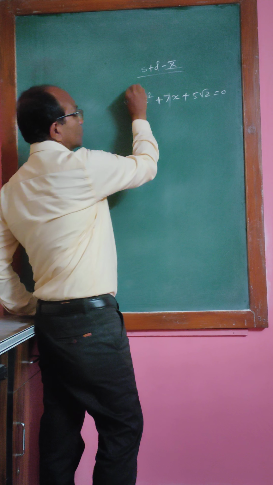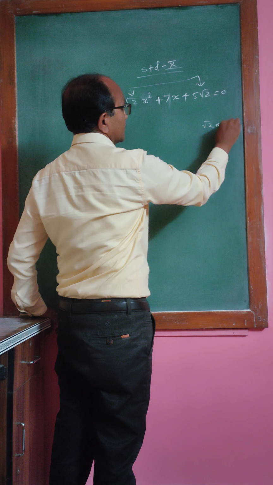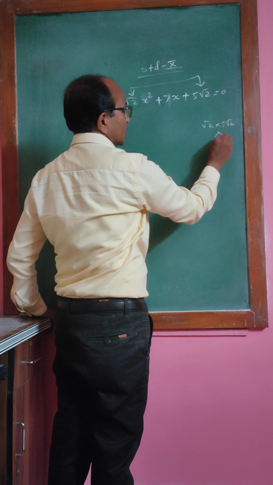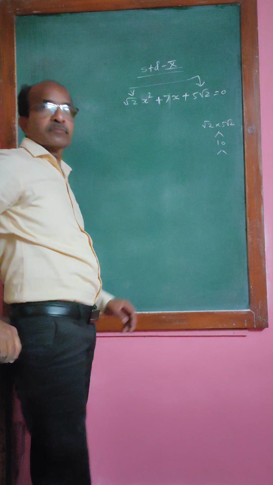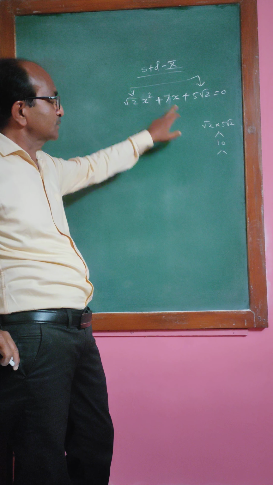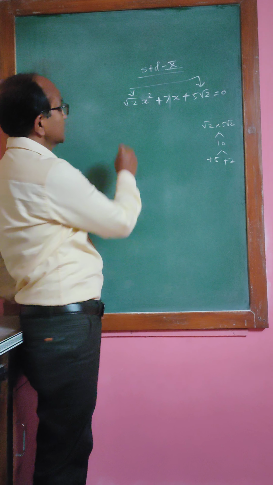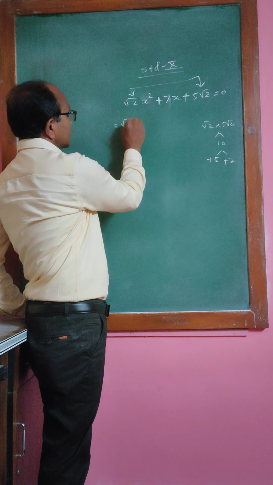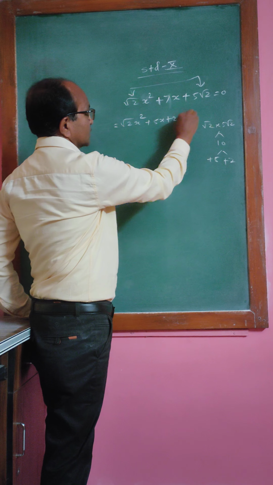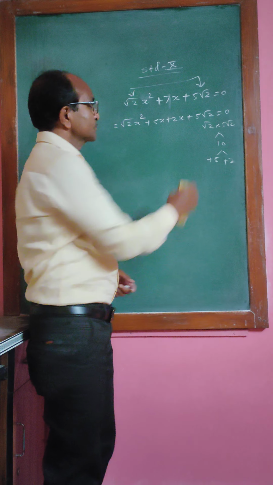First, root 2 and 5 root 2. We have to multiply 5 into 2, 10. We have to split according to the middle term, 7x. 5 into 2 is 10, 5 plus 2 is 7, hence we have to write root 2 x square plus 5x plus 2x plus 5 root 2 equal to 0.